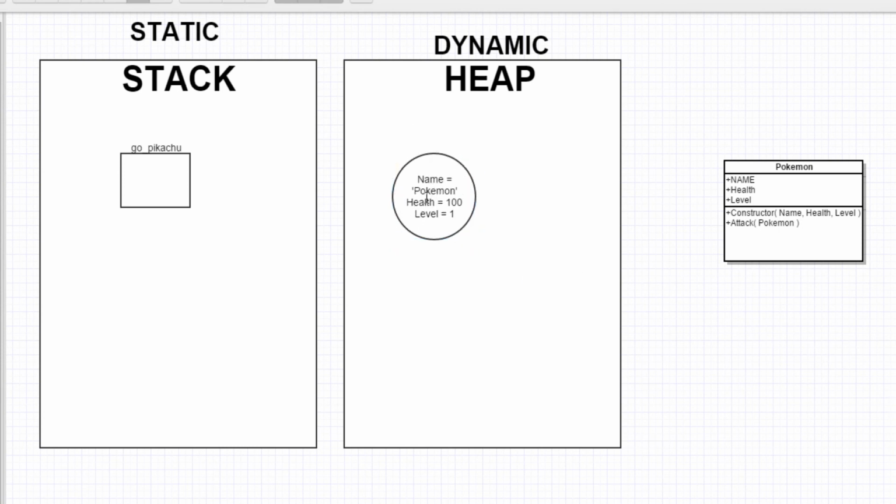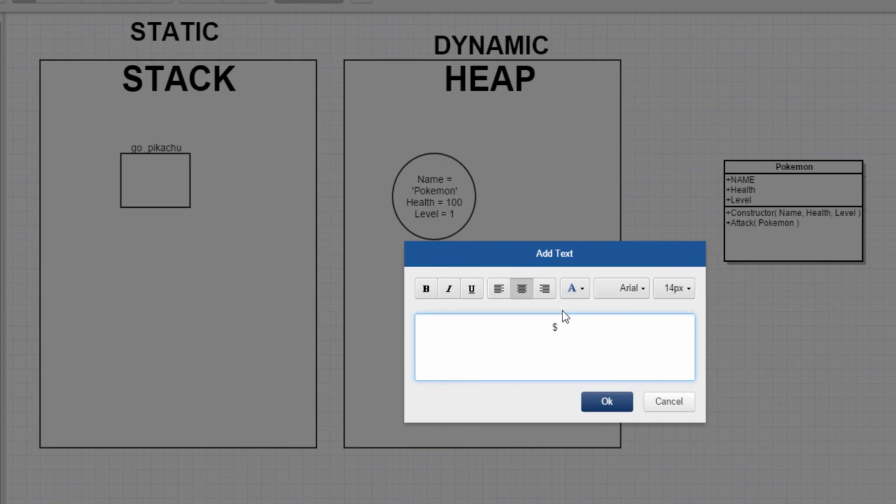Okay, but we don't directly have access to this because this is in the heap section of the memory. So this has an address. If this little guy right here is inside the memory, it means it has an address. So let's say the address for this Pokemon is FF, right? That's hexadecimal.